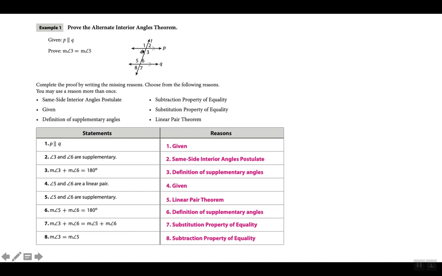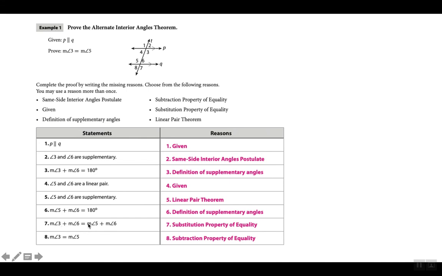Alright, so since they're getting that from the diagram, angles 5 and 6 form a linear pair. That's why they're using the reason as given. Okay, so angles 5 and 6 are supplementary because of the linear pair theorem. The measure of angle 5 plus the measure of angle 6 equals 180. That's the definition of supplementary angles. They always got to equal 180 when you add them.